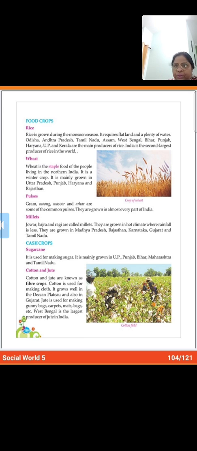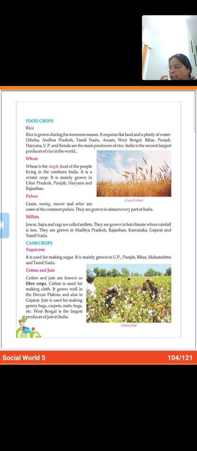So food crops. First of all I am reading rice. Rice is grown during the monsoon season. It requires flat land and plenty of water. Odisha, Andhra Pradesh, Tamil Nadu, Assam, West Bengal, Bihar, Punjab, Haryana, UP and Kerala are the main producers of rice. India is the second largest producer of rice in the world.